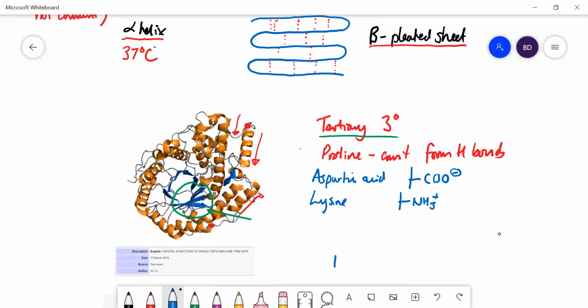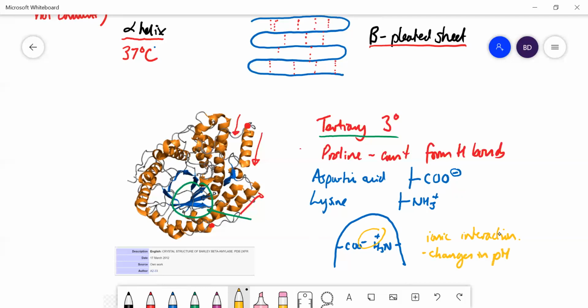Right, so if you get a section of peptide with aspartic acid here, COO minus, and you get another one, here you've got a lysine, which is H3N plus. There's obviously an attraction here between the positive and the negative. That's called an ionic interaction, between two ions, and that's going to hold it in place too. The ionic interactions are very sensitive to changes in pH. And if you change pH, usually you end up denaturing a protein. You make it very acidic or very alkaline.